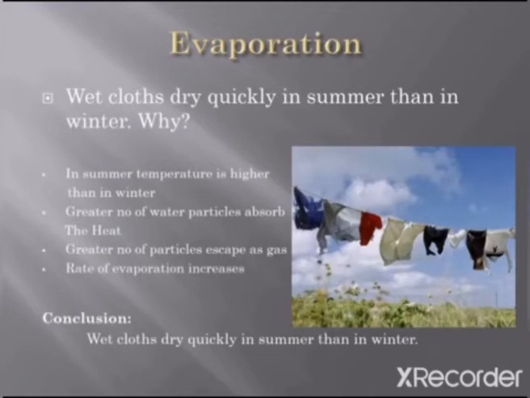Now, the example for effect of temperature on evaporation is, it is our common observation that wet cloths dry quickly in summer than in winter. Why? Now you can answer this question easily. As you know, in summer temperature is higher than in the winter. Greater number of water molecules absorb the heat, and as a result they escape as gas in the atmosphere. As a result, the rate of evaporation increases. That's why wet cloths dry quickly in summer than in winter.